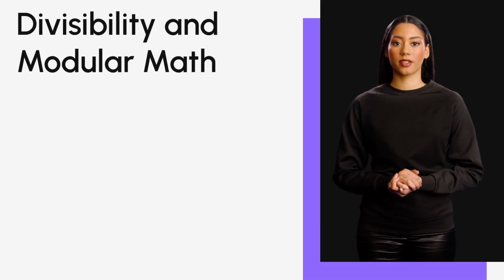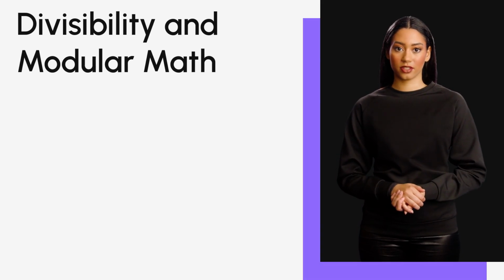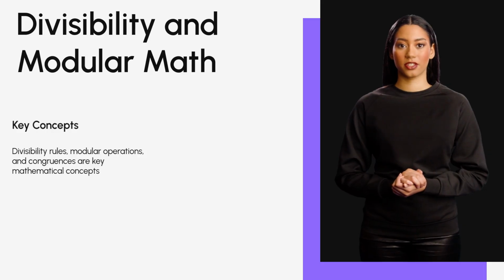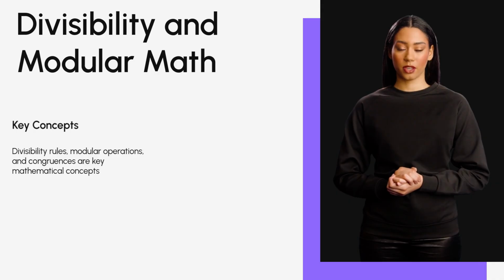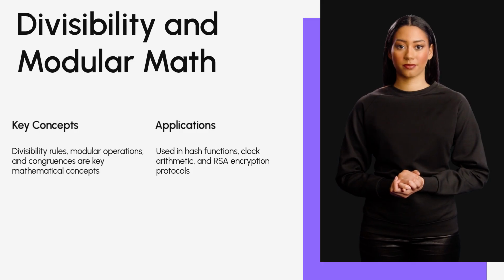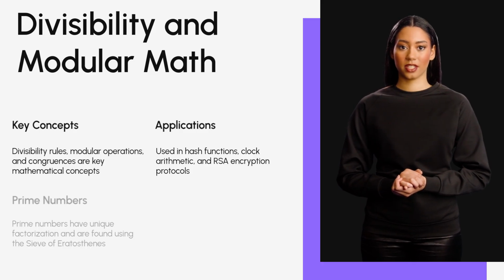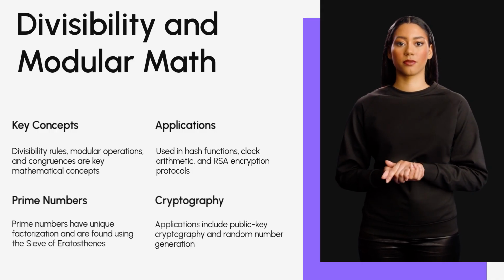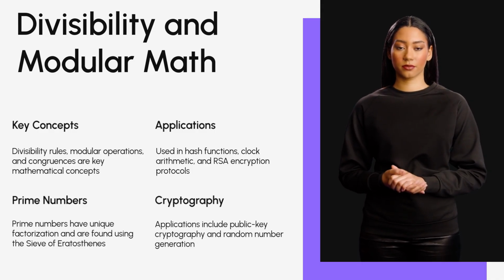Concepts include divisibility rules, modular operations, and congruences. Applications include hash functions, clock arithmetic in digital systems, and cryptographic protocols like RSA encryption. Prime numbers are only divisible by 1 and itself. With unique prime factorization, the sieve of Eratosthenes helps find primes. Applications include public key cryptography and random number generation.